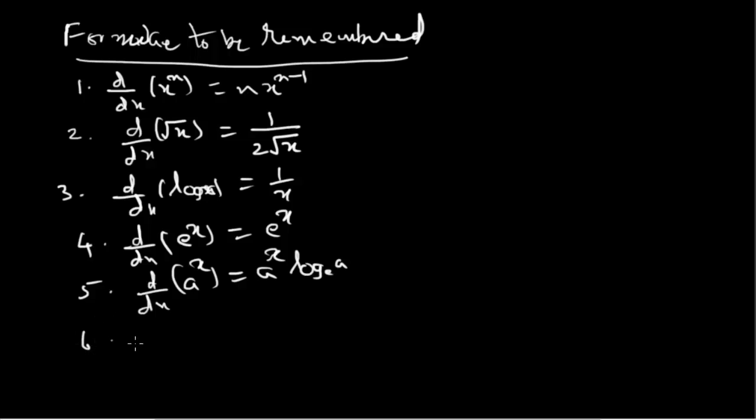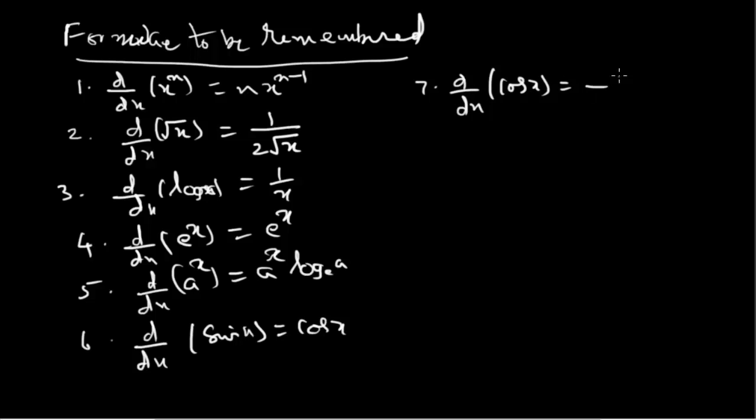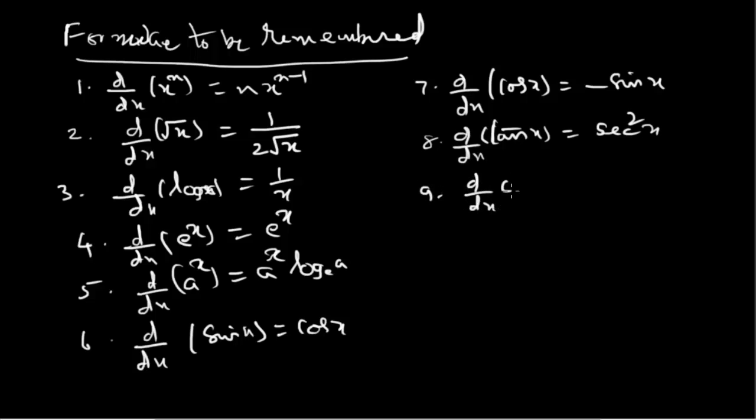Number 6, d by dx are trigonometrical expressions. d by dx of sin x is equal to cos x. Number 7, d by dx of cos x is equal to minus sin x. Number 8, d by dx of tan x is equal to secant squared x. Number 9, d by dx of cot x is equal to minus cosecant squared x.